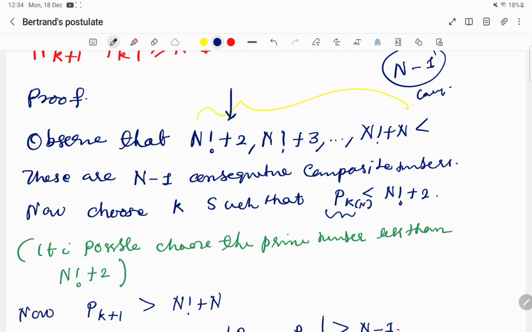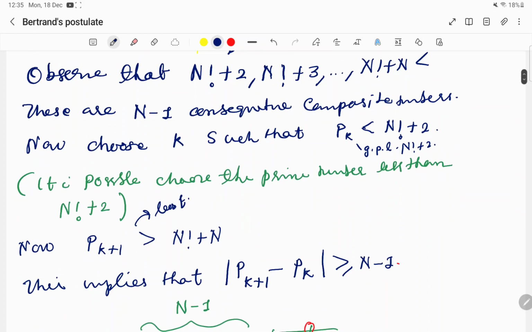You choose p k which is less than n factorial plus 2, but it should be the maximum prime number. So the greatest prime number less than n factorial plus 2, that is p k. Similarly, p k plus 1 is the least prime number greater than n factorial plus n. It is the least in that set.